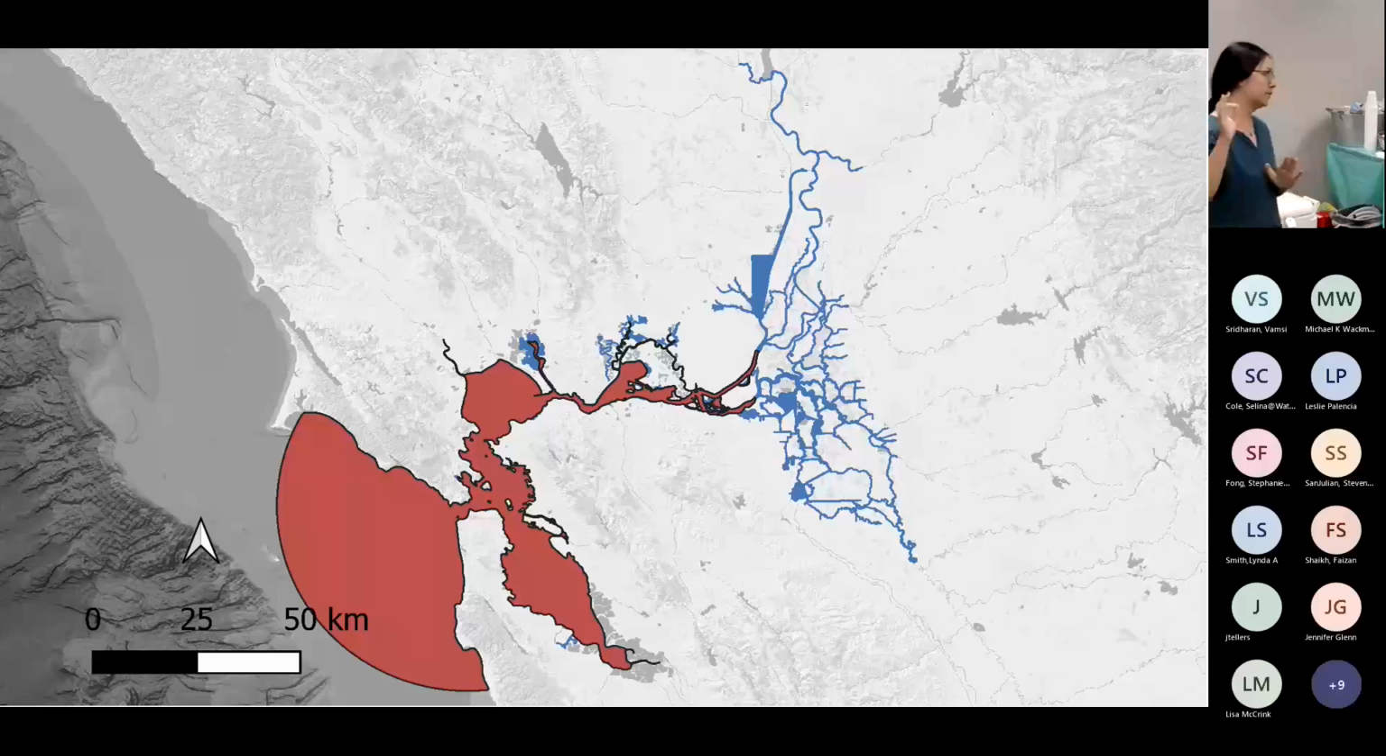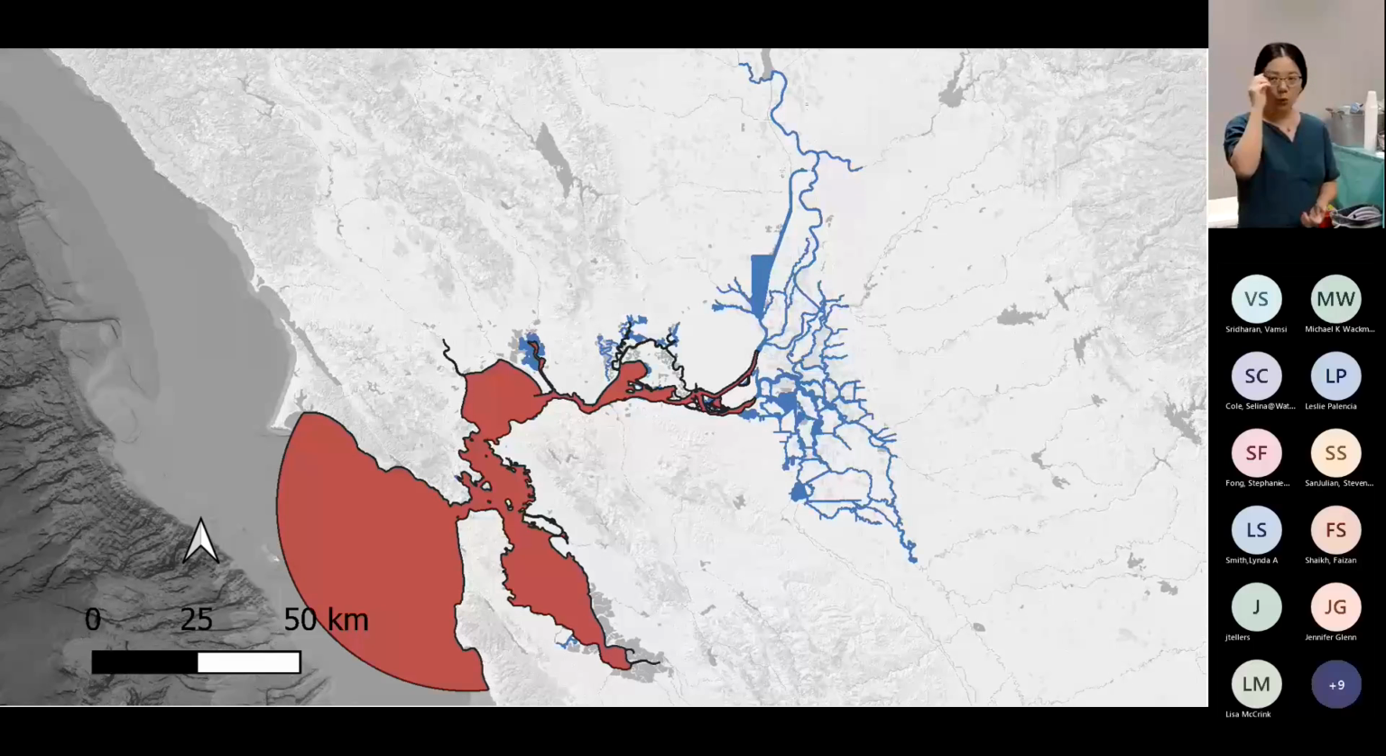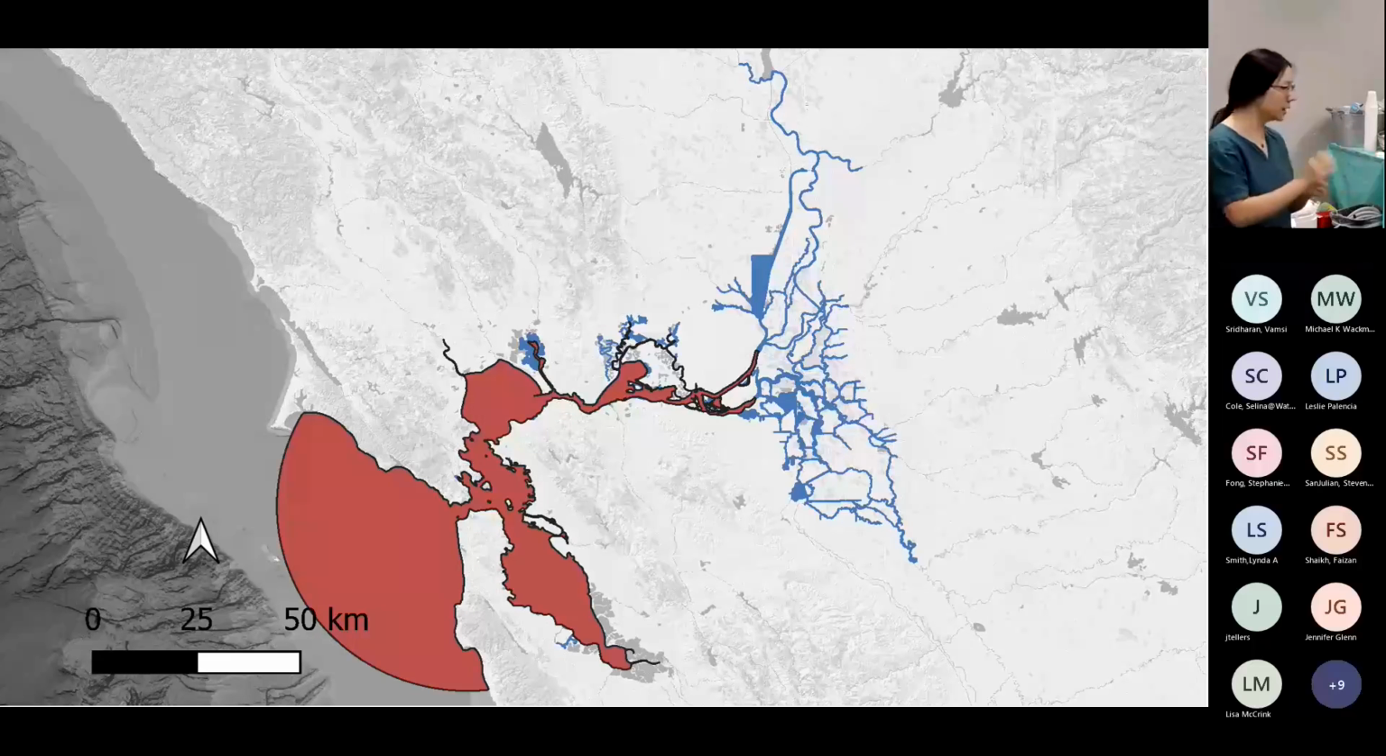So you can see that they have more focus on San Francisco Bay. The model biogeochemical coefficients were literally taken from that study, and we haven't done any tuning. We just take whatever they have and run the model for the Delta.